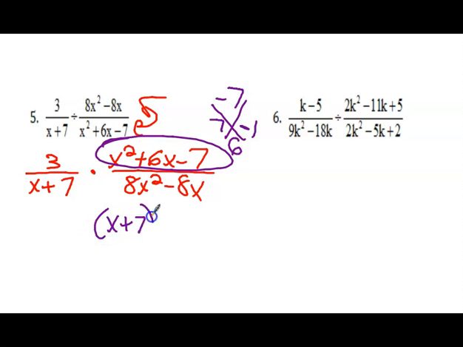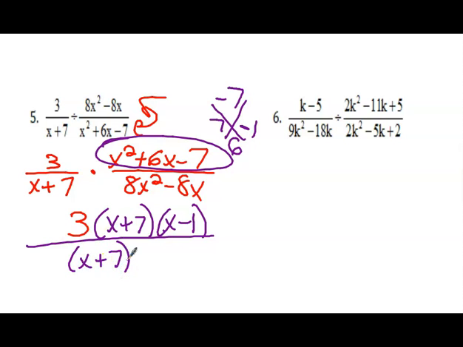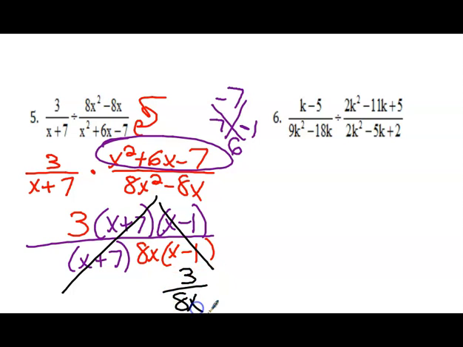So I have x plus 7 times x minus 1 on the top, and then I'm timesing that by 3. And then on the bottom, I have x plus 7. I'm taking out the greatest common factor, 8x. And what do I have left? Well, I'll have x minus 1 left. All right, so from here, what can I reduce? Well, I can take away the x plus 7s and then the x minus 1s. And then I have 3 over 8x. So that would be my final answer.